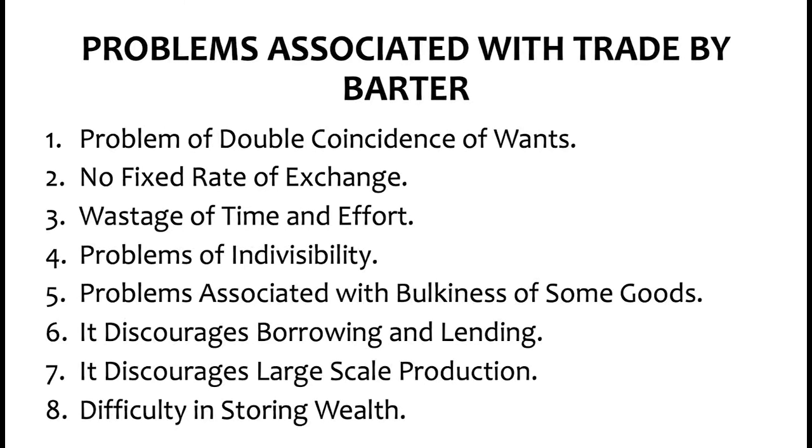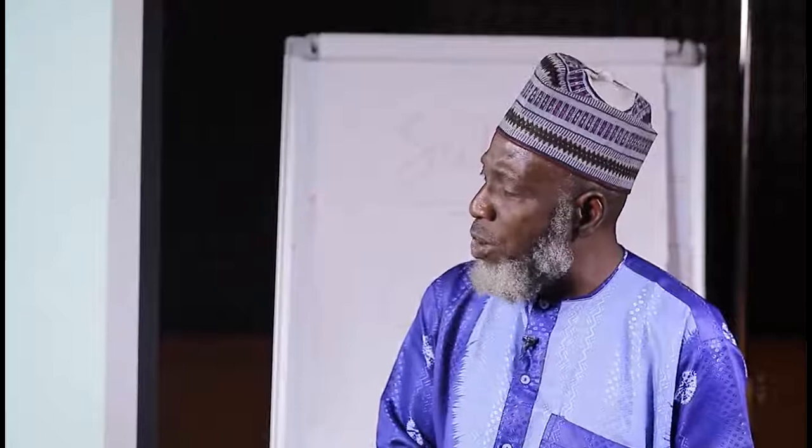Again, we have number six. It discourages borrowing and lending. There was nothing like borrowing and lending. Somebody can borrow beans from you, hoping that by the time you harvest your rice, you give him. But how sure is he that the rice will be harvested? So the issue of borrowing and lending becomes a very serious problem.